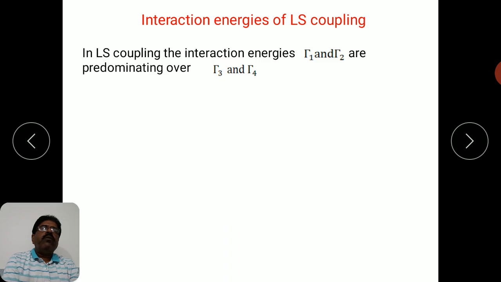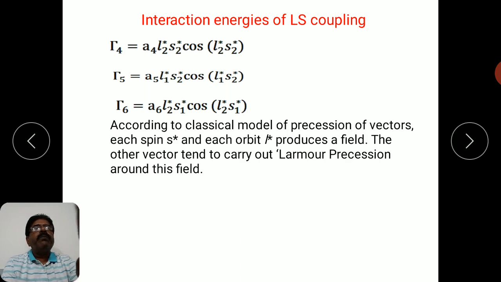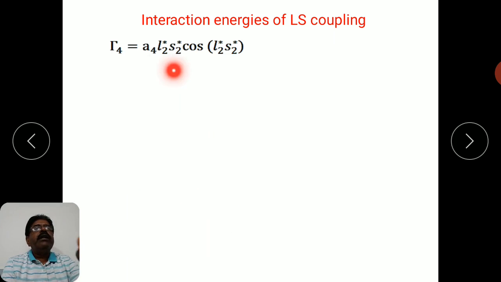Okay, so why is it predominating? Because of the rate of precession for gamma 1 and gamma 2. Which quantities are involved for gamma 1 and gamma 2? Just now, earlier, we have seen these equations, you can see here. So for gamma 1 and gamma 2, the vectors involved are S1, S2 and L1, L2. Because of this, these vectors are precessing more rapidly. Therefore they are predominating over these particular vectors L1 S1 and L2 S2.